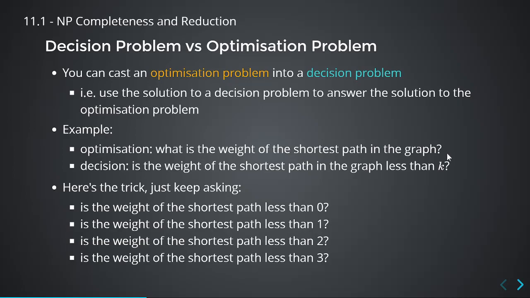So here's the trick. Just keep on applying the decision problem. Ask, is the weight of the shortest path less than 0? Yes? No? Well, if it's no, then I'm going to ask another question. Is the weight of the shortest path less than 1? Yes, no, no. Is the weight of the shortest path less than 2? Yes. Oh, if it's yes, then I know that the weight of the shortest path is 2. I just found the answer to the optimization problem.